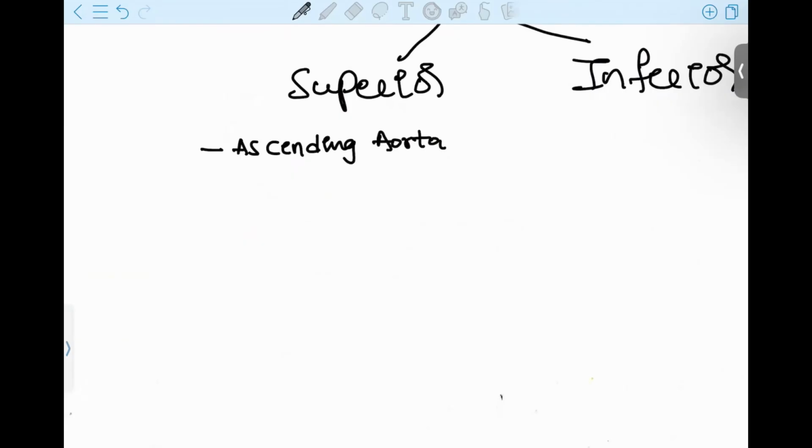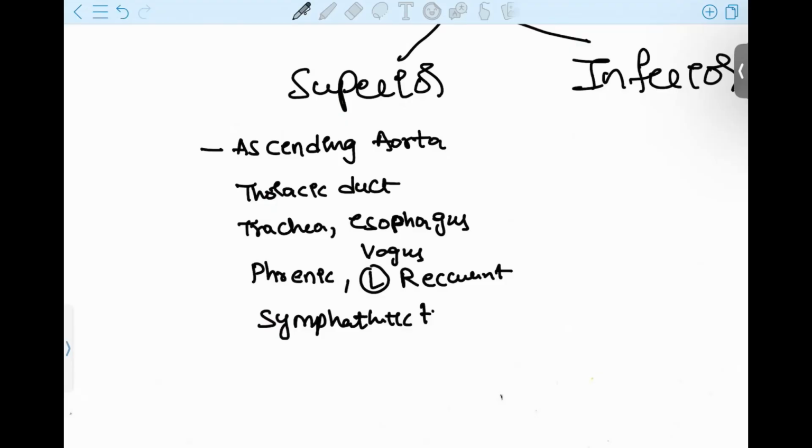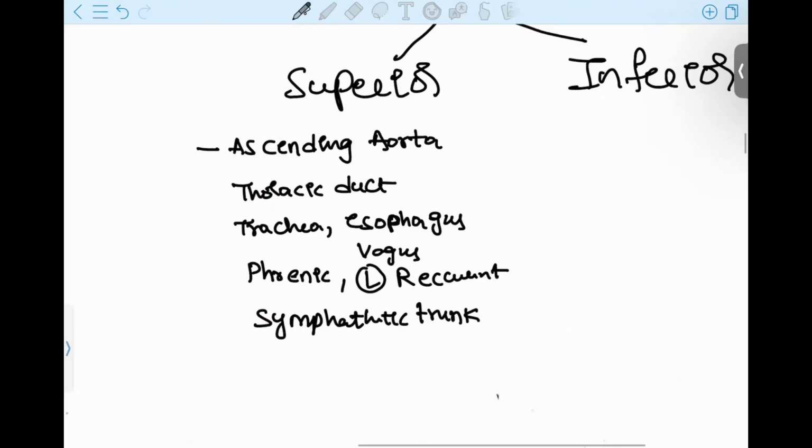Ascending aorta and the thoracic duct. Trachea, esophagus. Wherever the esophagus is formed, the vagus nerve is also present. Alright, and then also your phrenic nerve and the left recurrent laryngeal nerve, sympathetic trunk. So this is the content of the superior mediastinum.